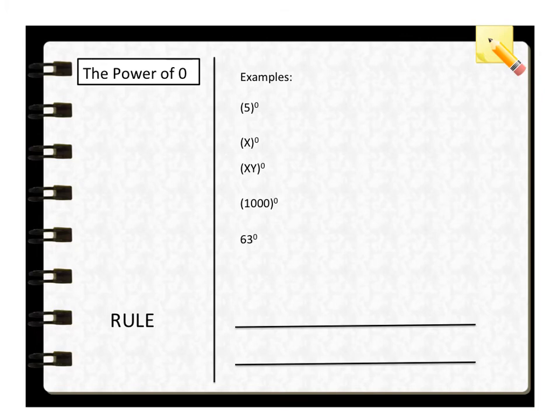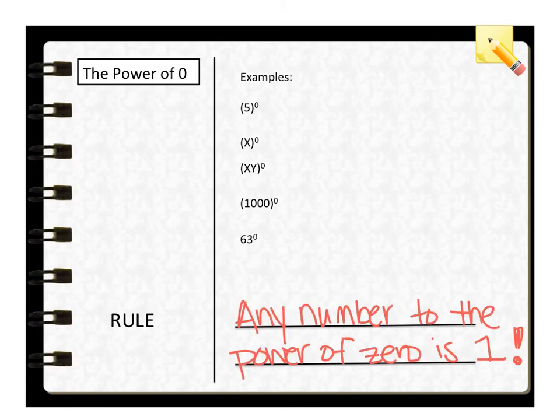The first is the power of zero, which says any number to the power of 0 is 1. So let's look at our examples. 5 to the 0th power will be 1. X to the 0th power is 1. XY to the 0th power is 1. And you guessed it, 1,000 to the 0th power is 1. I'd like you to do the last one on your own. So right now, please pause the video, put all this down in your notes, and hit play when you're done.